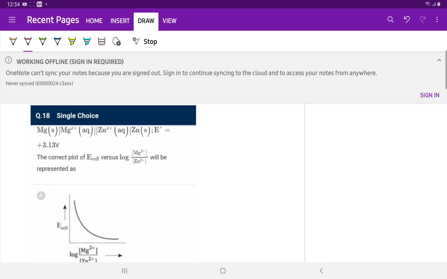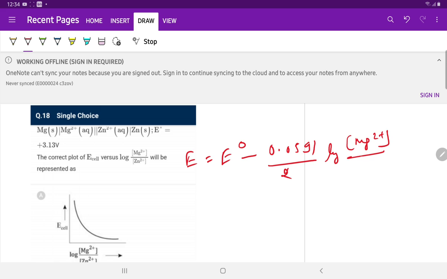The correct plot of E cell versus log of Mg2+ upon Zn2+. We will write the Nernst equation for this cell: 0.0591 upon 2, since there is transfer of 2 electrons, times log of Mg2+ divided by Zn2+. We apply y is equal to mx plus c. The slope is negative.